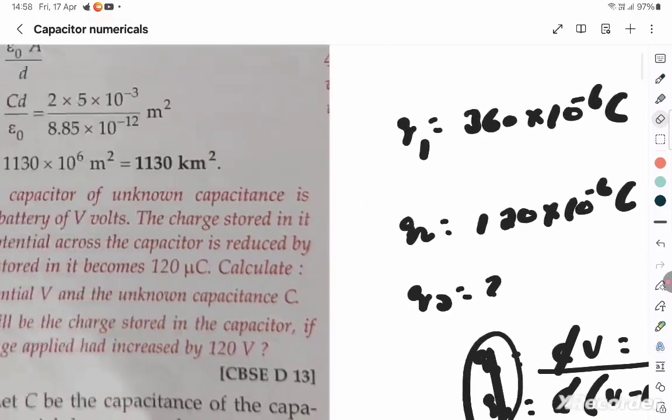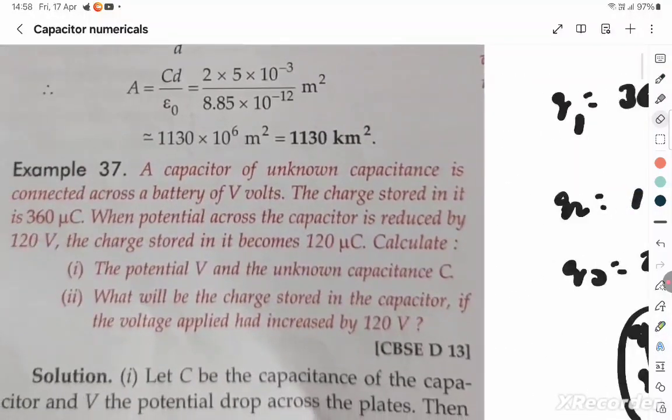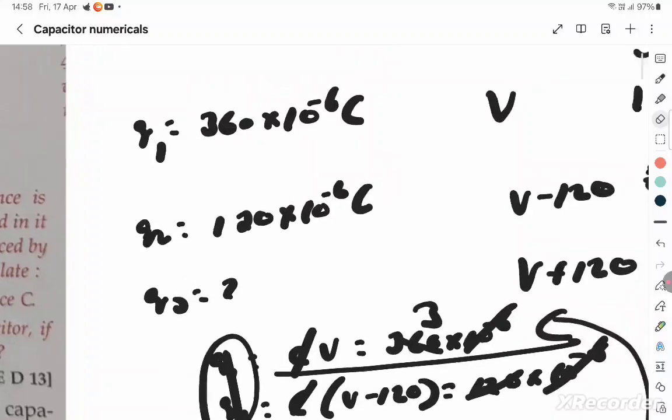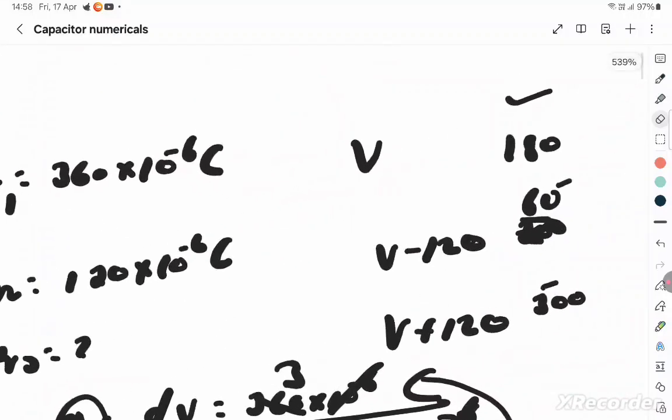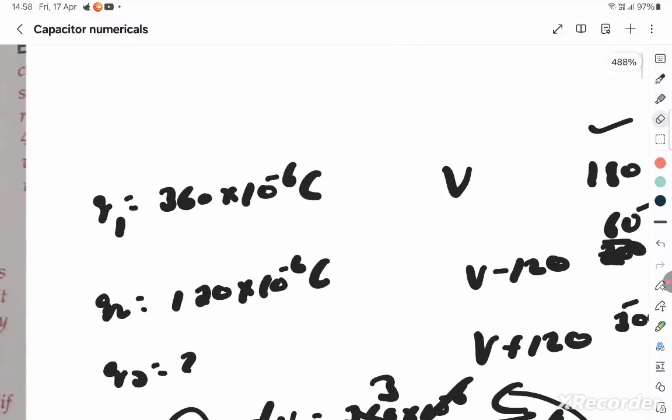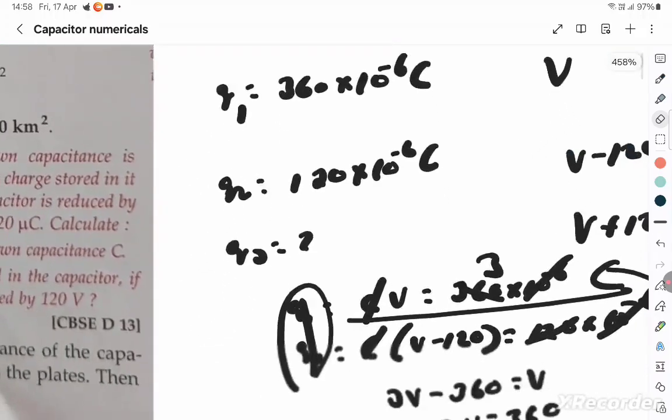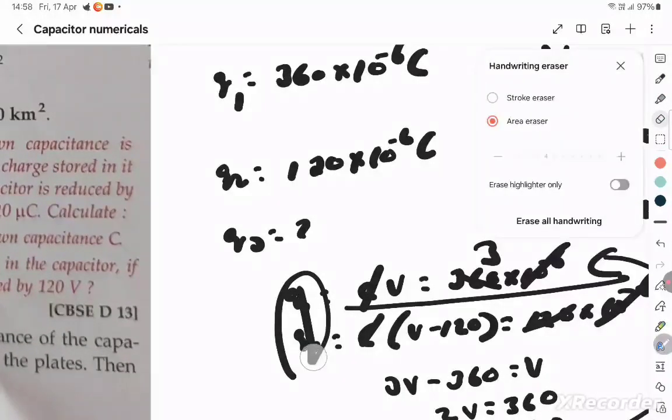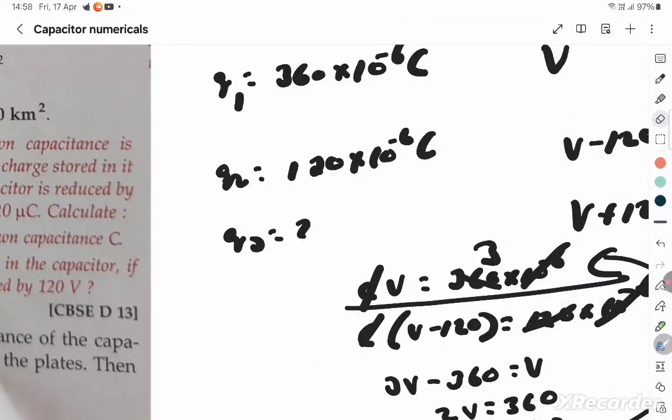That's the question. I can read the question. Find the potential and the unknown capacitance. What will be the charge stored in the capacitor when the voltage is increased by 120? So for the three cases, you know Q is equal to C into V. So you take the unknown capacitance C. You just write Q1 is equal to C into V. The capacitance is the same, and the voltage is the initial voltage. And the second case, Q2 is equal to C into V minus 120.